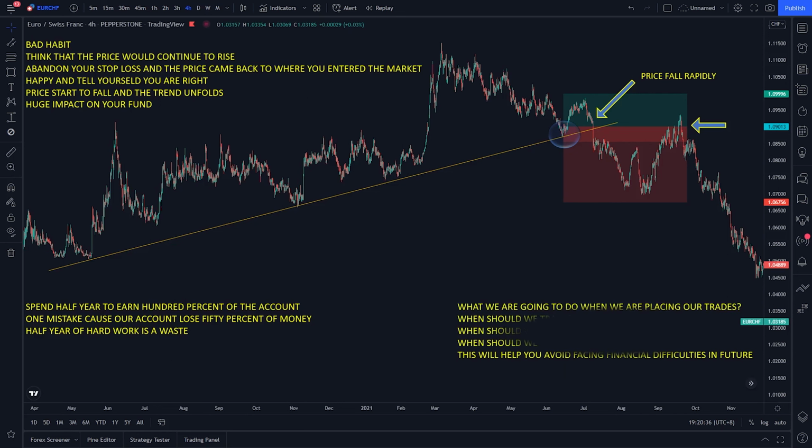So, we have to know what we're going to do when we are placing our trades. When should we trade? When should we stop loss? When should we take profit? If you don't know the answers to these questions, don't trade until you find out the answers. This will help you avoid facing financial difficulties in future.